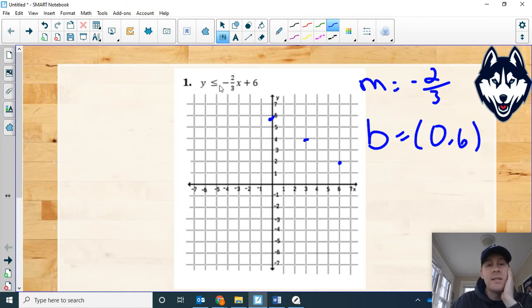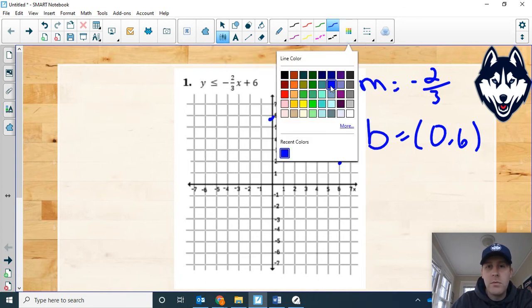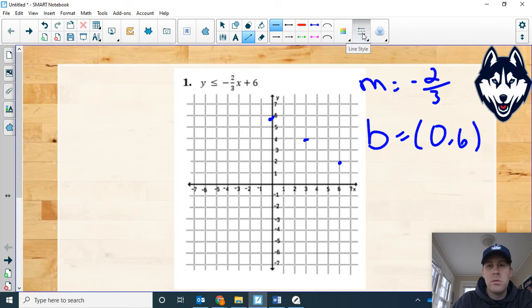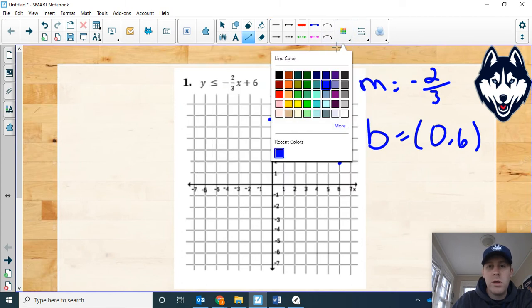So since it's y is less than or equal to, the "or equal to" part of that is what tells us to use a solid line. If it was just less than and not equal to, in that case, we would use a dashed line. Okay, but here, let's use a solid line. I'll make it blue. Solid blue line.